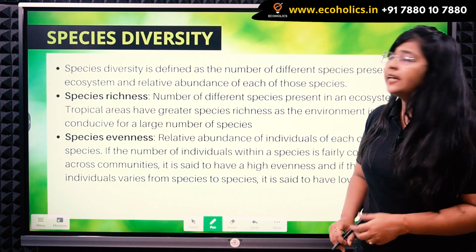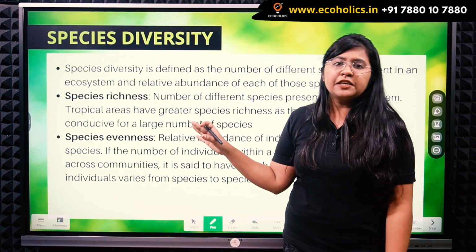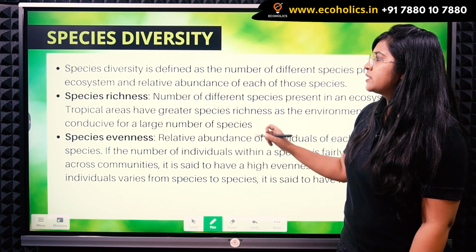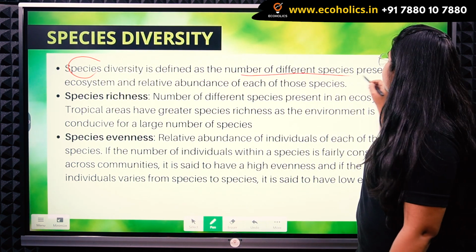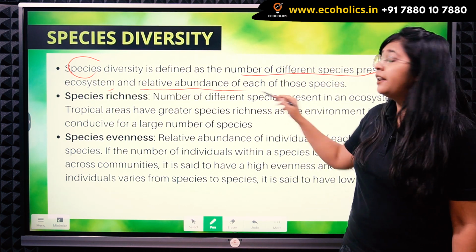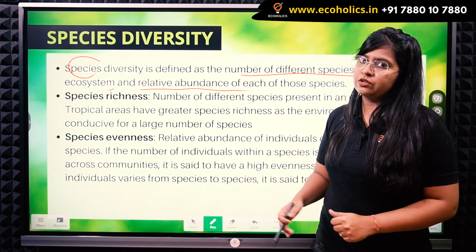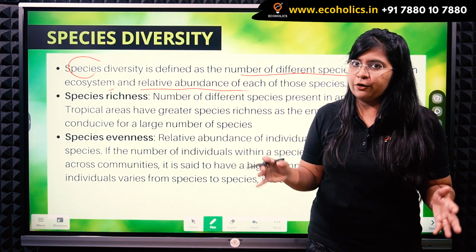Then the next level of biodiversity is species diversity. When we talk about species diversity, it is the number of different species which are present in the ecosystem and the relative abundance of each of these species in the ecosystem. So here we talk about the species perspective of biodiversity.